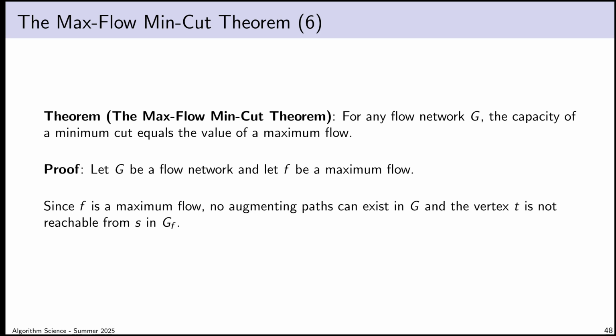Now, here's something we know about maximum flows. If the flow is maximum, there is definitely no way to push any extra flow from S to T. I hope that's not a controversial claim. Clearly, if my flow is maximum, there's no way to increase it. Therefore, there can't be an augmenting path, because an augmenting path is a way of increasing the value of a flow. So since F is a maximum flow, there are no augmenting paths in G. Another way of framing that is the vertex T is not reachable from the vertex S in the residual network.